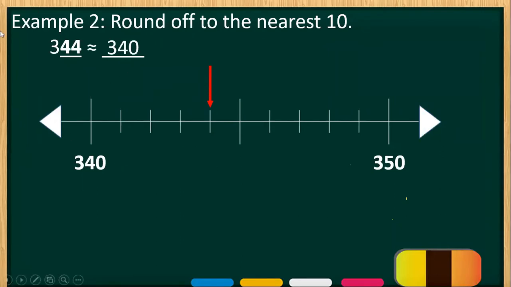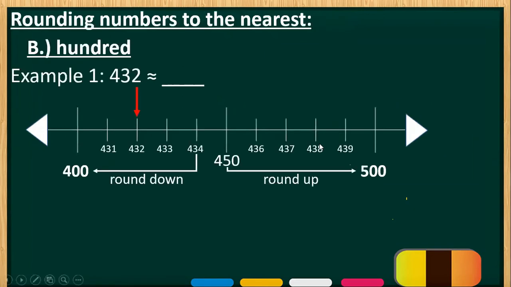Okay, next, do you understand the rule of rounding off to the nearest 10? Yes. Okay, very good. Next will be rounding numbers to the nearest 100. So this time, we'll be learning about rounding numbers to the nearest 100. If we say 100, the hundreds place has 3 digits. Example 1, 432 round off to the nearest 100 equals blank.